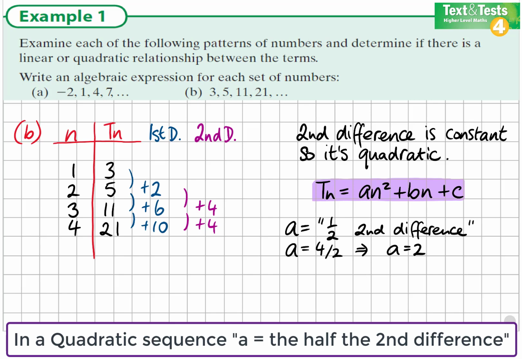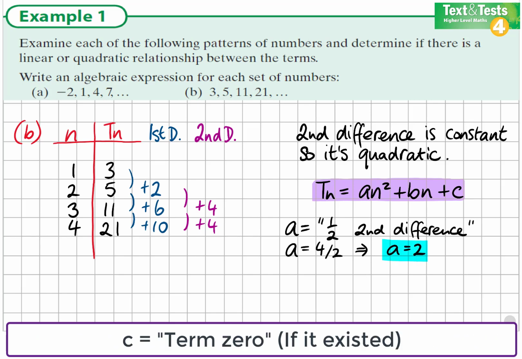Next, we could work out the c value. This would be the value of the zero term. Counting backwards, we could work this out. So what would we have added 4 to get +2? And then what would we add -2 to get 3? We could work out that the zero term, even though it doesn't exist, if it did exist, it would be 5. The value of the expression when n would be equal to 0 is 5.